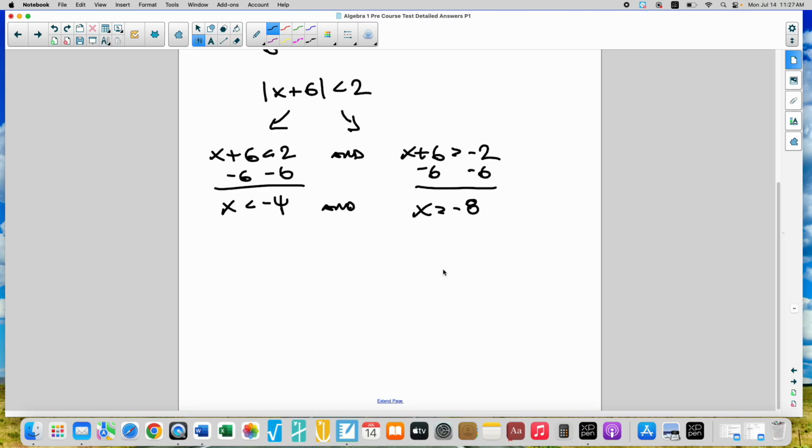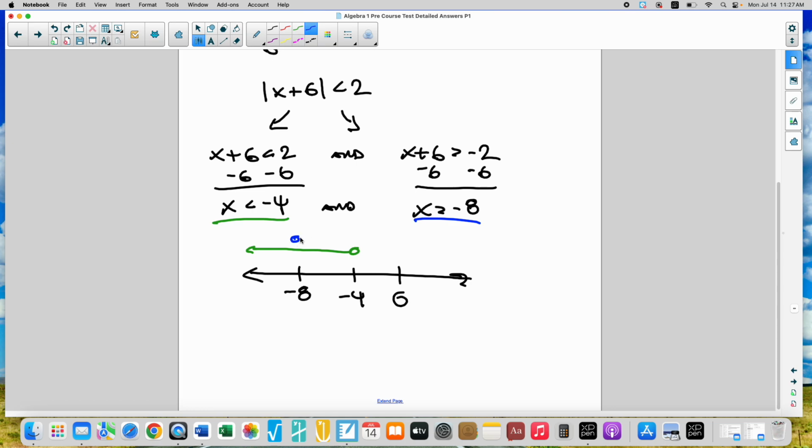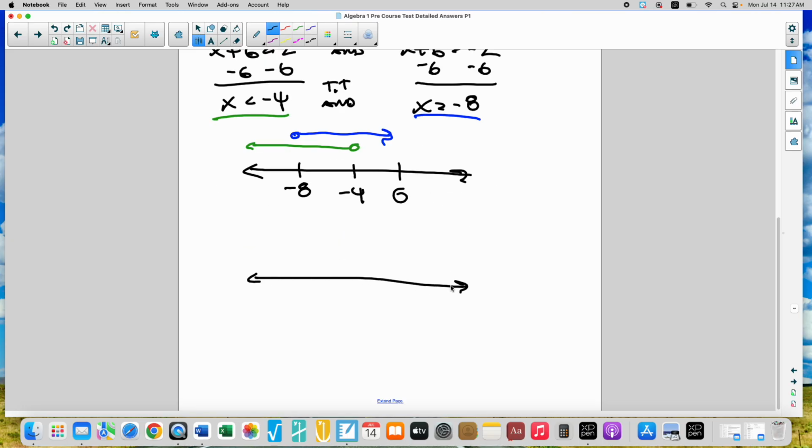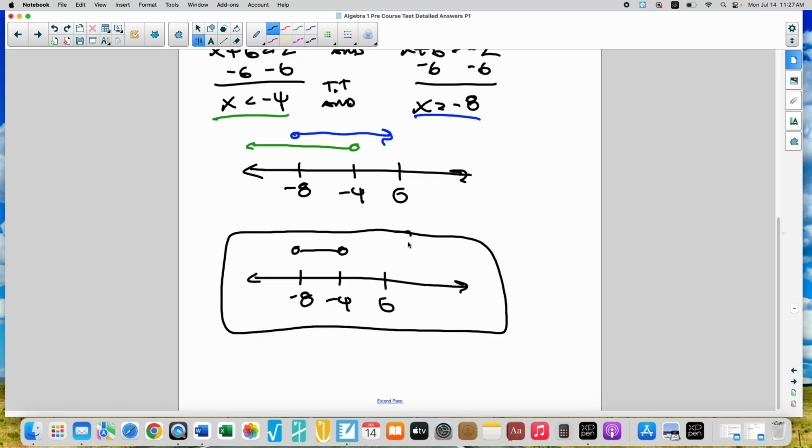Okay, let's draw. What does that look like? So we have -8, -4, 0. Let's draw this in green. X is less than -4, open circle going to the left. Let's draw this. X is greater than -8, open circle going to the right. So where is it true, true? And needs to be true, true. So right here. So now I would rewrite this number line, -8, -4, 0. I'd have an open circle, and this is my solution. Yes, perfect, love it, good.